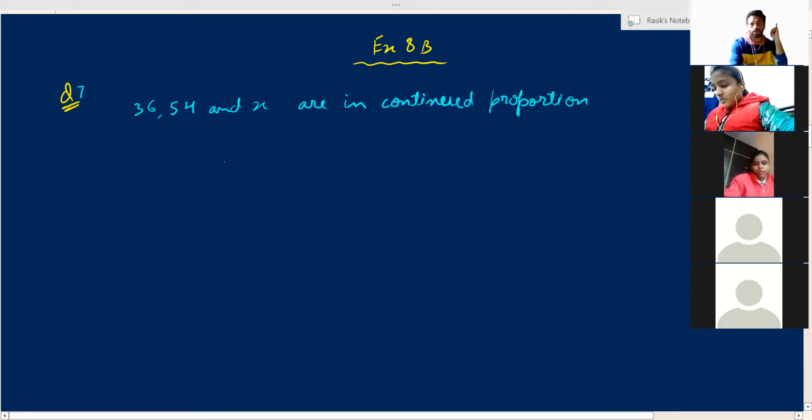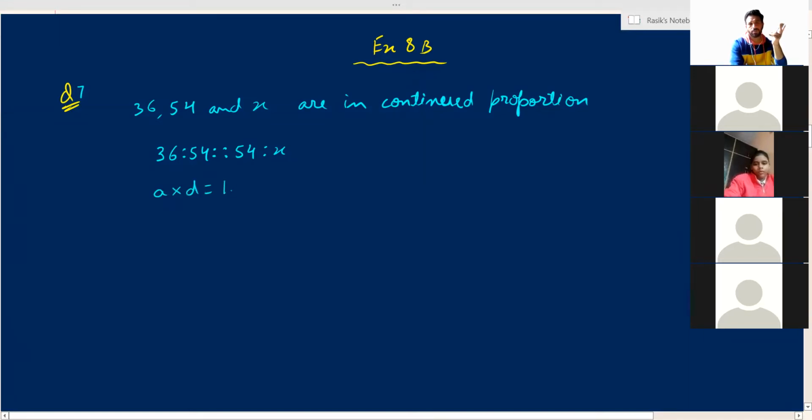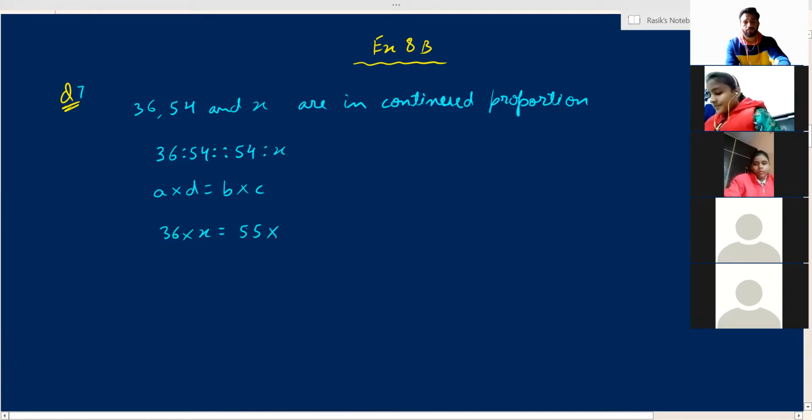So when 3 numbers are in continued proportion, how do we write it? Just one small thing. We write the middle number 2 times. 36 is to 54 as 54 is to x. 36 ratio 54 proportional to 54 ratio x. Again, the formula will remain the same. A into D is equal to B into C. 36 into x is equal to 54 into 54. Value of B and C is same in this question.